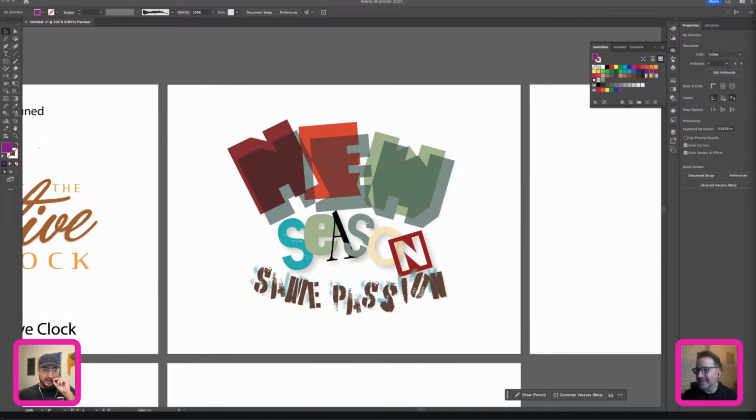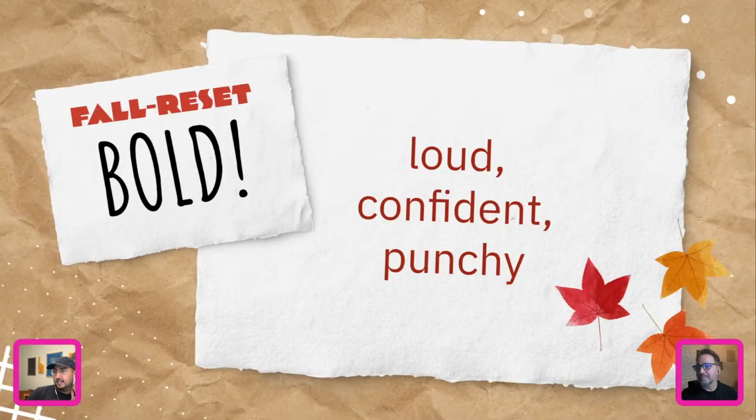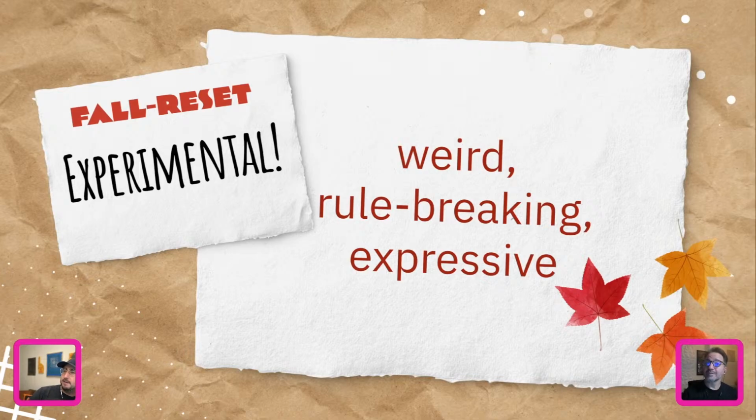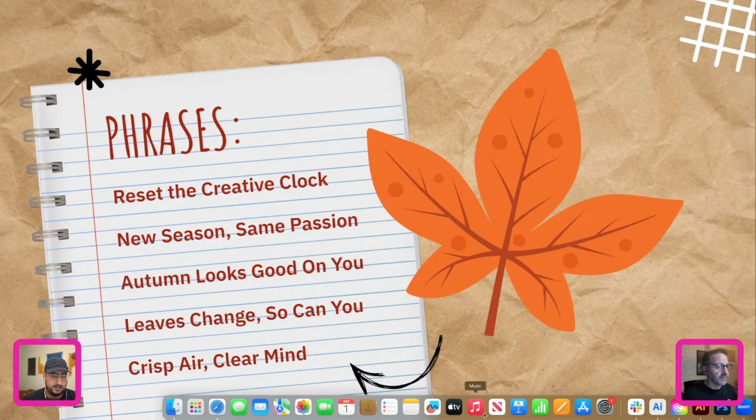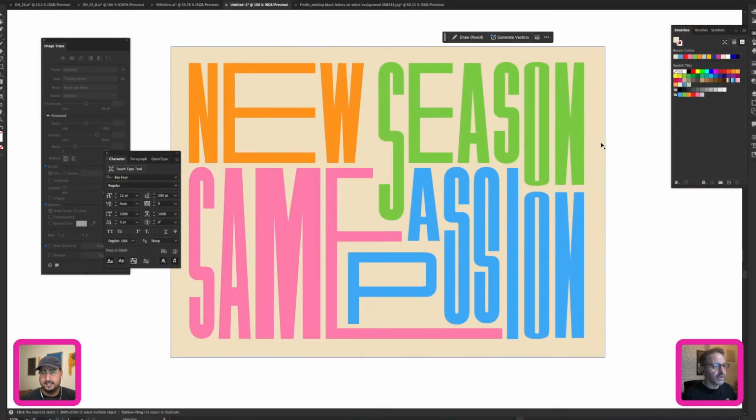Here we go. Autumn looks good on you. This is a weird one. So it's going to be autumn looks good on you, and the type is experimental. Weird, rule breaking, and expressive. I looked for some good ones. I wanted something different, you know what I mean? And experimental's a unique one. I don't think I've ever seen that much on a brief. And the phrase is autumn looks good on you. That's so many words. Okay, that's fine.